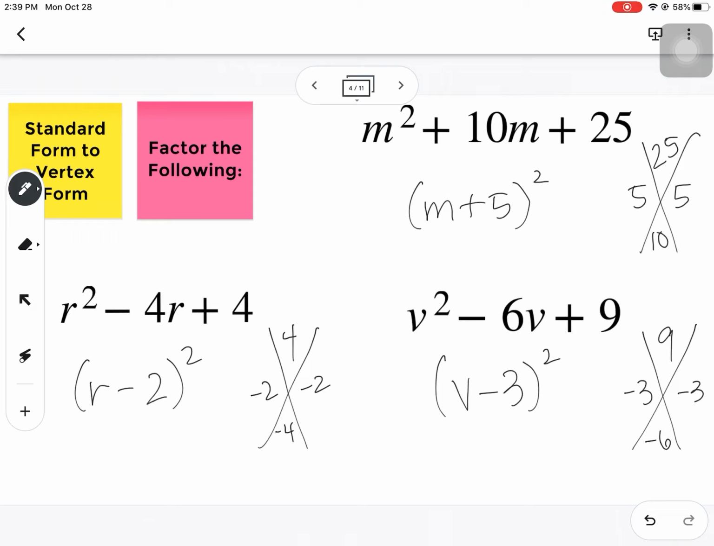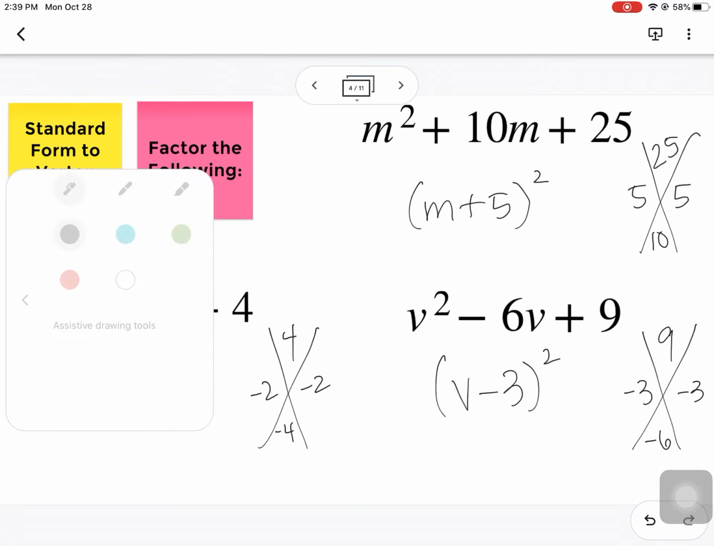So what I want you to notice, if you look at this first one, think about how the number with an m is related to the number that ended up in your parentheses. So how is this 10 related to the 5? Then I want you to see, is it the same relationship with the -4 and the -2, the -6 and the -3? So take a second to think about that.